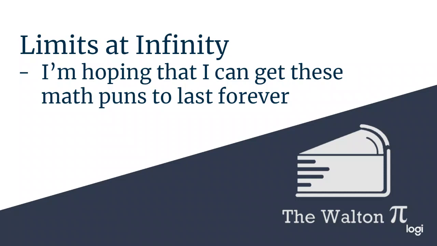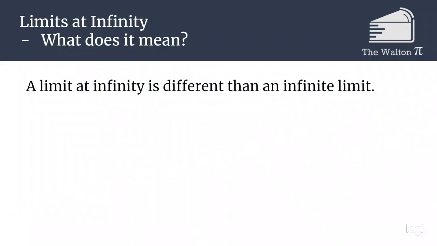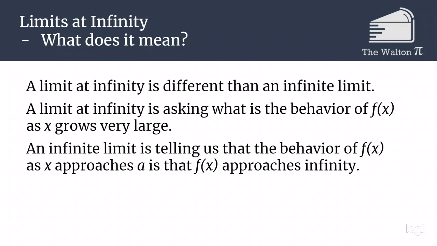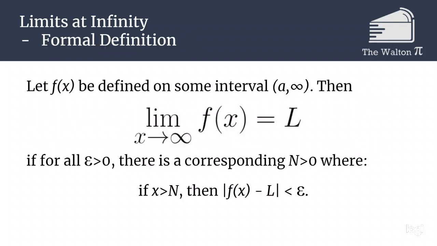Today we're going to be talking about limits at infinity. As opposed to infinite limits, these are going to be limits as x approaches either positive or negative infinity. So what does that mean? A limit at infinity is asking what's the behavior of f of x as x gets close to infinity, or as x grows very large, whereas an infinite limit tells us that the behavior of f of x as x approaches some value a is that f of x is approaching infinity. So those are the subtle differences, but they are important differences between an infinite limit and a limit at infinity.